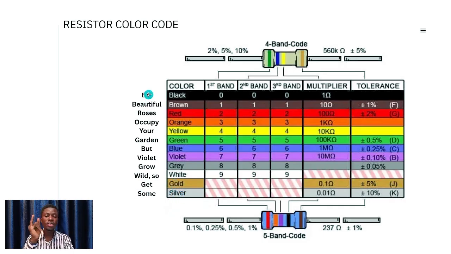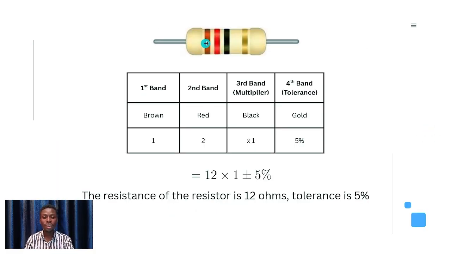So the value for black is 0, brown is 1, red is 2, orange is 3, like that till white, so you get to number 9. Do you get? So let's do something practical. Let me go to the next. So you have this resistor, for example. The first color is brown, the second color is red, the third color is black, and the last color is gold, just like I said earlier.